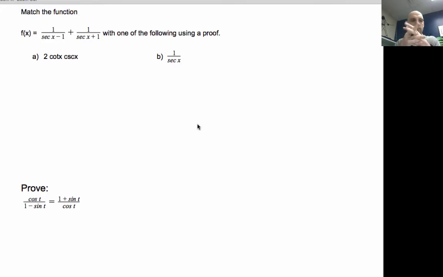But there are things we can see as we get more experienced with this that are going to help us. What do you see here? Well, what I'm seeing is an addition sign. So I'm thinking I'm going to have to use common denominators. I'm seeing a secant x minus 1 and a secant x plus 1. I'm kind of thinking ahead. I know I'm going to have to multiply secant x minus 1 times secant x plus 1. I'm thinking it's going to be a difference of squares, right?